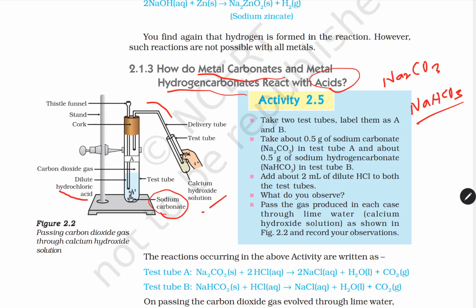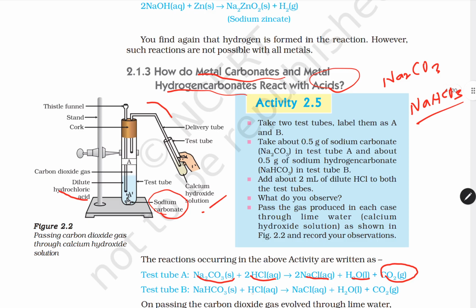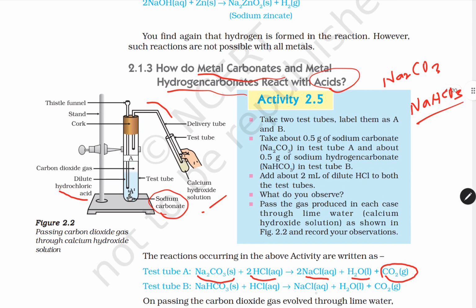So first, Na2CO3, which is in the solid form, is reacted with HCl, which is in the aqueous form, to release NaCl solution, and water is released in the liquid form, and the gas that is released is carbon dioxide. In the other case, if you take solid sodium bicarbonate and add HCl in the aqueous form, then also you can observe NaCl and H2O being released and carbon dioxide gas being released.